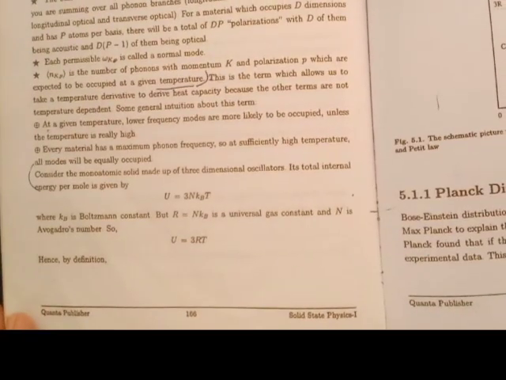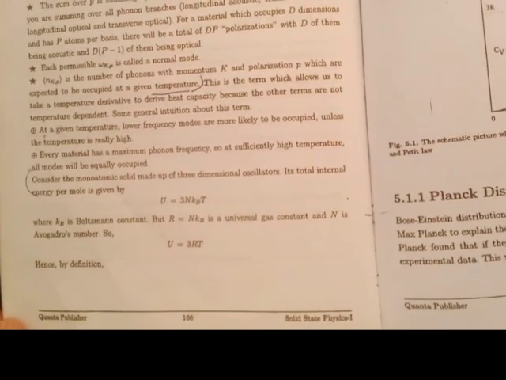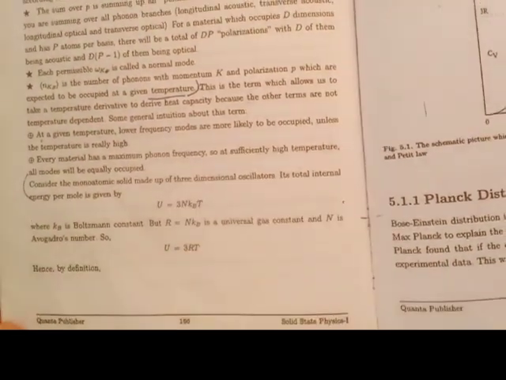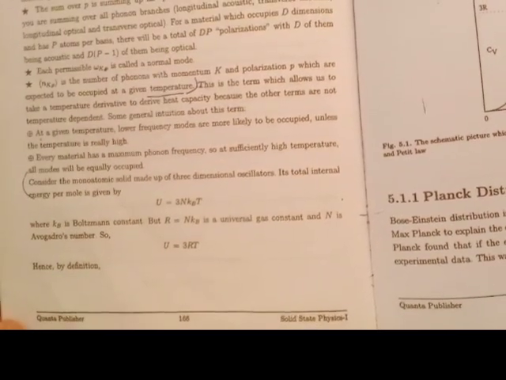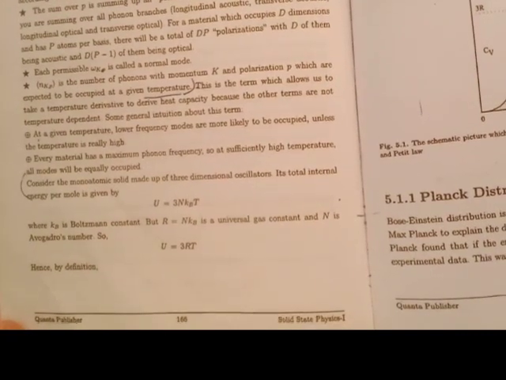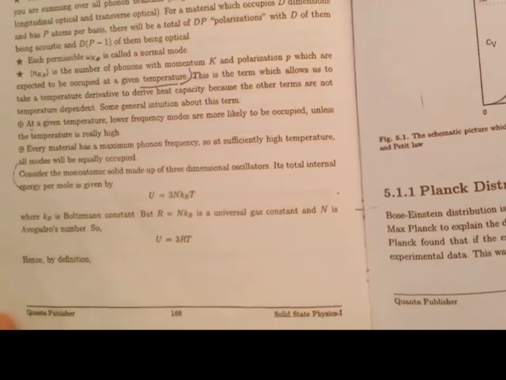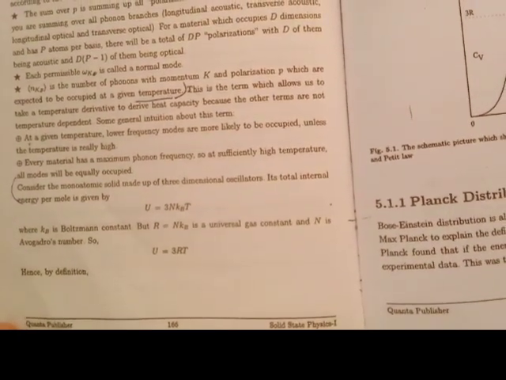Consider a monatomic solid made up of three-dimensional oscillators. Its total internal energy per mole is given by U equals 3 N kB T, where kB is the Boltzmann constant, N is Avogadro's number, and R equals N kB is the universal gas constant. So U is equal to 3RT.